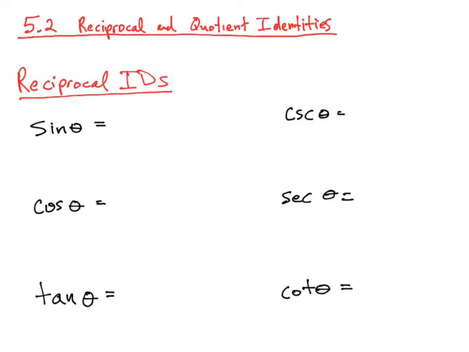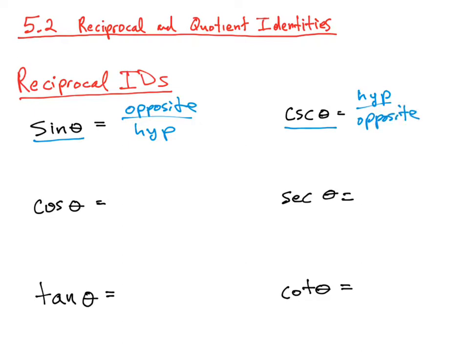In this video, we're going to finish up section 5.2, talking about reciprocal and quotient identities. So the reciprocal identities, we already saw that cosecant is the reciprocal of sine. How we have defined the sine function is opposite over hypotenuse. So what that means is cosecant is the reciprocal of that, hypotenuse over the opposite side.